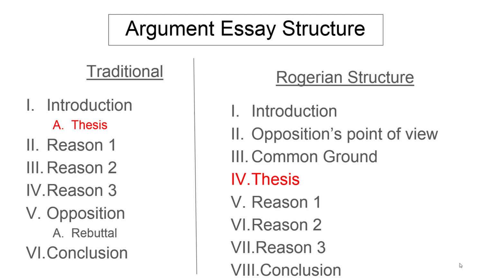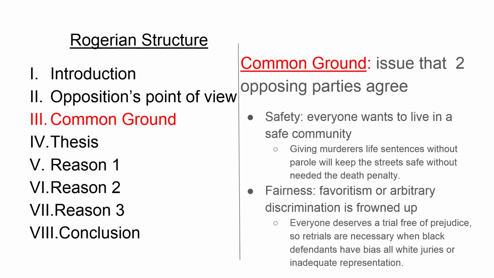After the introduction, you present the opposition's point of view. Then you present common ground. Then you would put your common ground, followed by your thesis, which would come about halfway or near the end of your essay, followed by your reasons 1, 2, 3, as many as you need, and your conclusion paragraph.